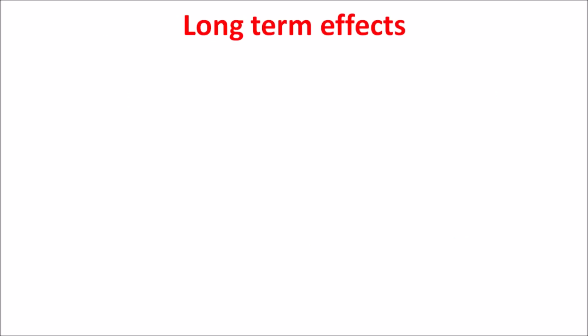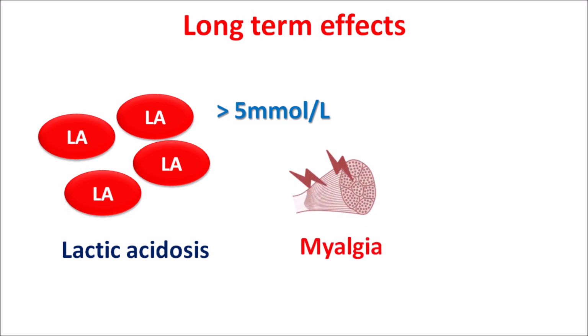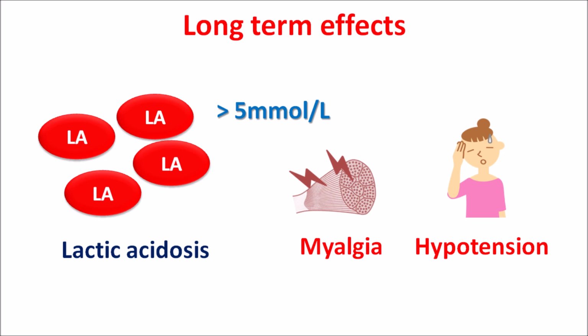Now let us see the long-term side effects produced by metformin. One of the long-term effects of metformin is on the lactic acid levels. Metformin can produce lactic acidosis, so the lactic acid levels may be increased to greater than 5 millimoles per liter. In such conditions, it can affect many of the organs, particularly the muscles, resulting in myalgia, and it can also produce some hypotension, diarrhea, loss of appetite. All these side effects are observed with metformin due to formation of lactic acidosis.